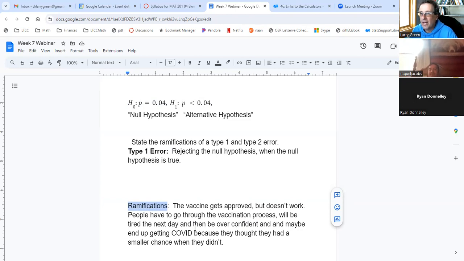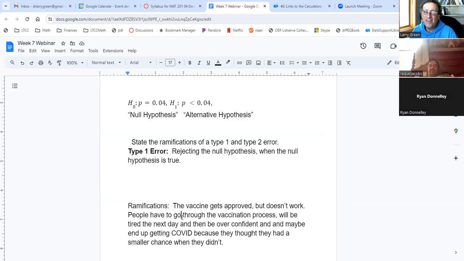With a type 1 error, it's always bad, never good. It's an error, so don't even write good things. Errors are bad, just to let you know. Any questions on this type 1 error? Any questions?